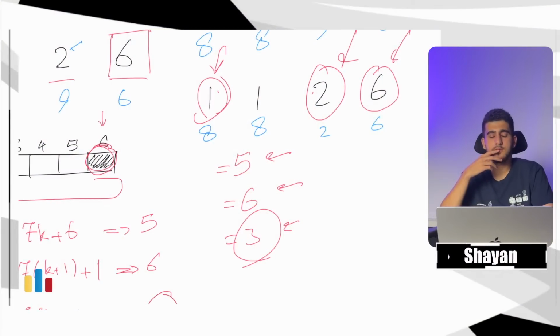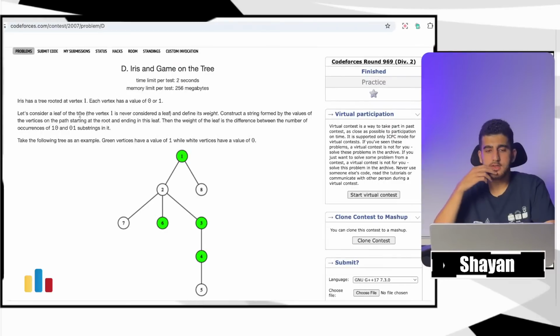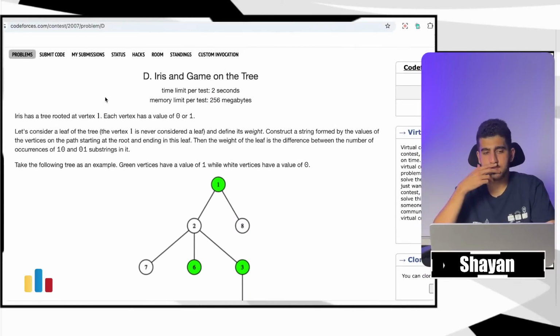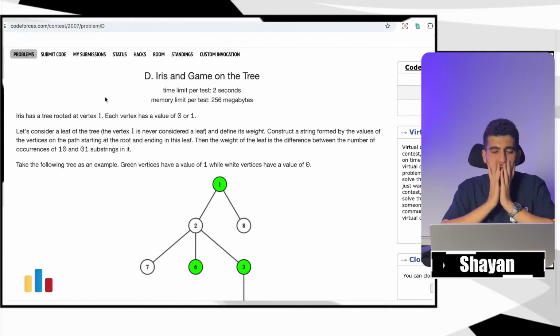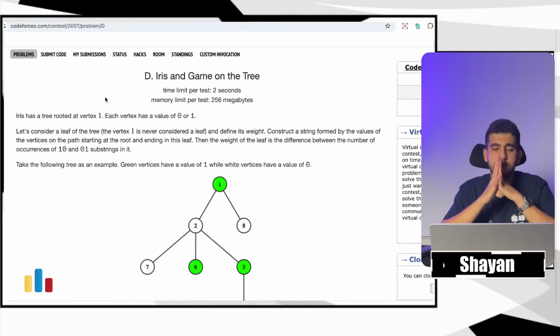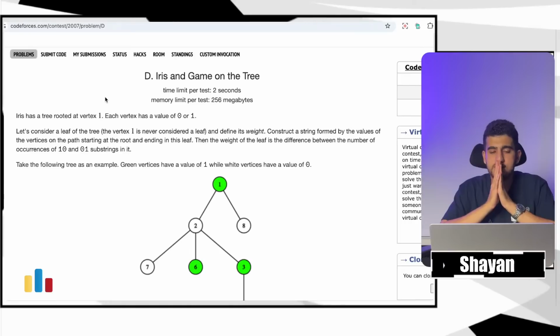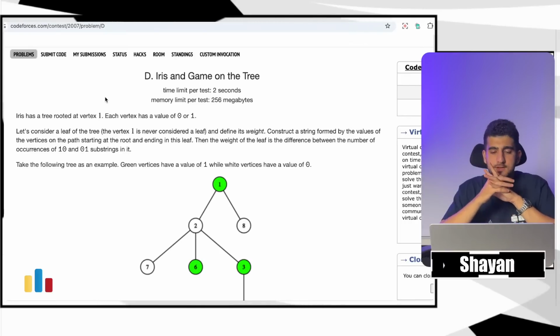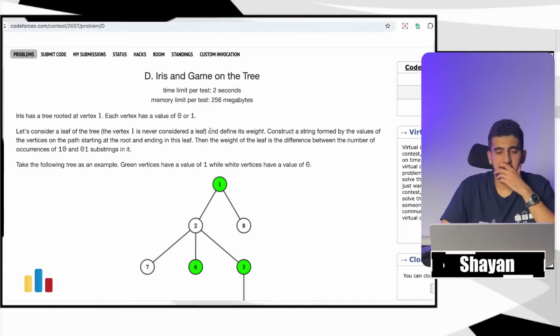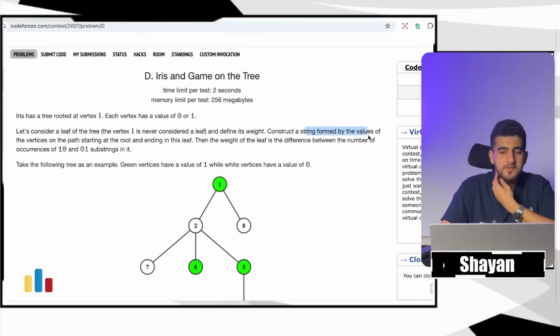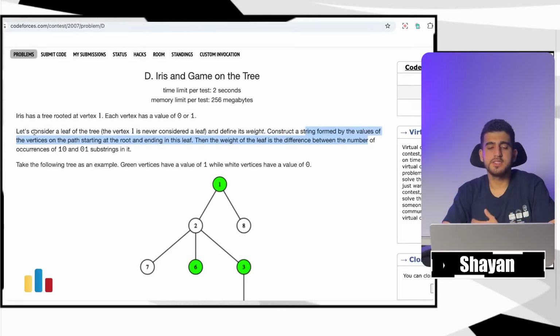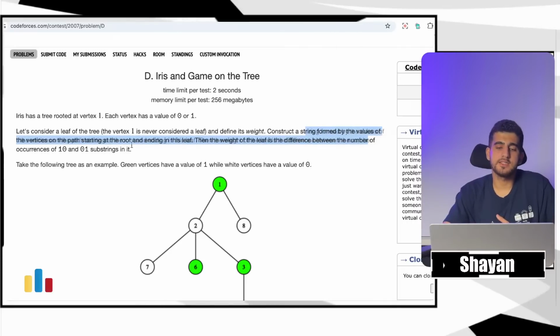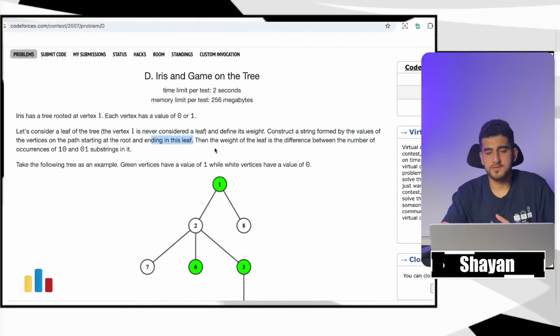The next problem is problem D, Iris and Game on the Tree. It says that Iris has a tree rooted at vertex 1. Every vertex has a value of 0 or 1. Let's consider a leaf of the tree and define its weight. Construct a string formed by the values of the vertices on the path starting at the root and ending in this leaf.